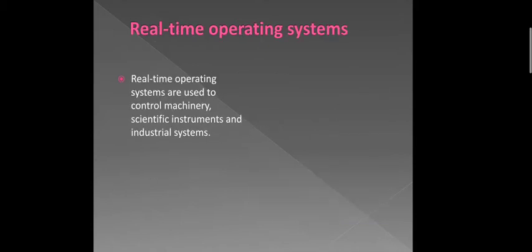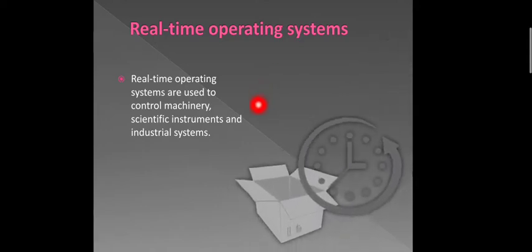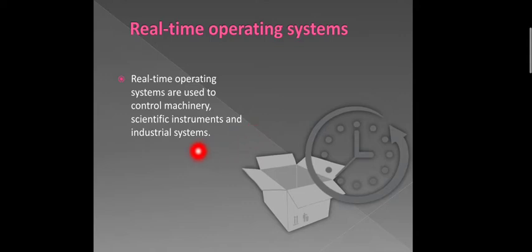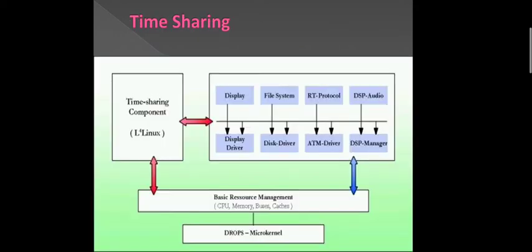Real time operating system. Real time operating systems are used to control machinery, scientific instruments, and industry systems. These are used mainly in industry systems, in which the operation has to be done on time. That's why the time sharing operating system, here the time sharing component is written. Here Linux is an operating system which is free software, a free operating system available on the website of Linux.